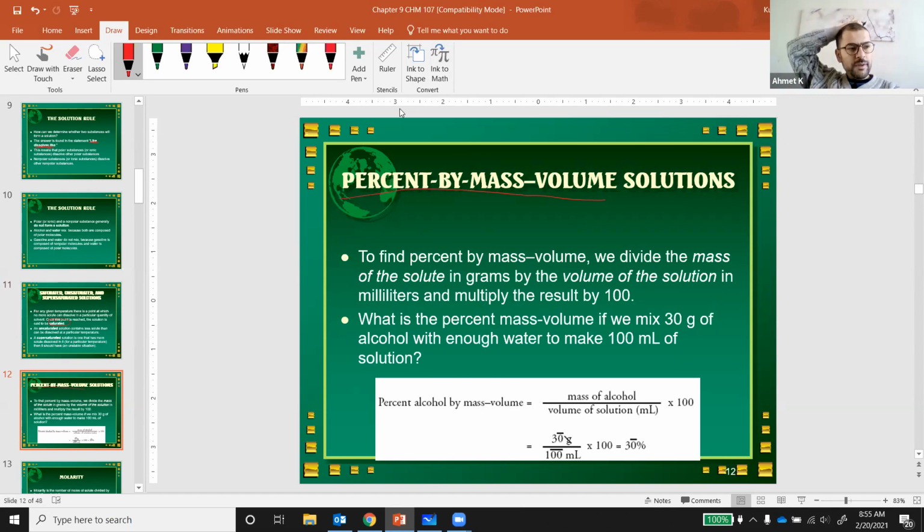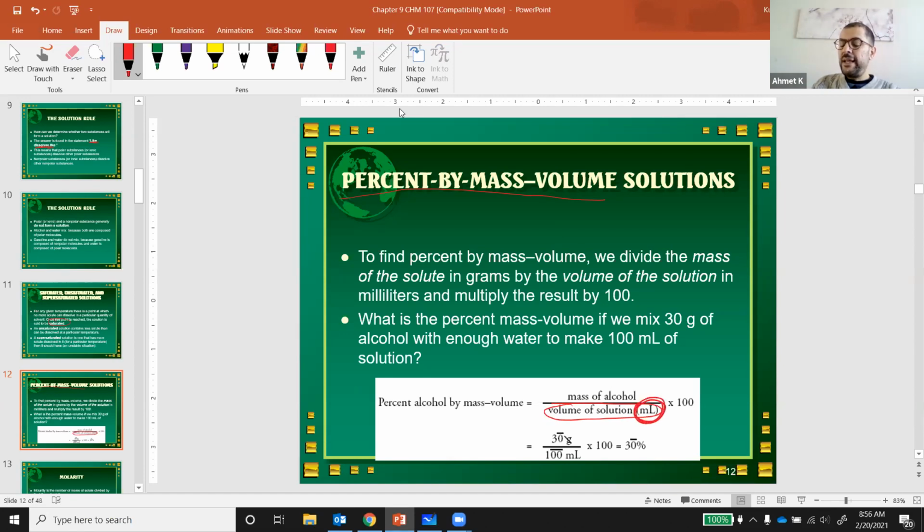In chemistry, I don't like this unit, to be honest with you. In scientific papers, mostly if you are doing chemistry, we never report this. But in biological applications, if you are working in hospitals, they all use this percent by mass volume solution. Imagine you have a solution and it is reported in volume. Whenever you are reporting in volume, the unit that you are using is milliliters. That's the important part.